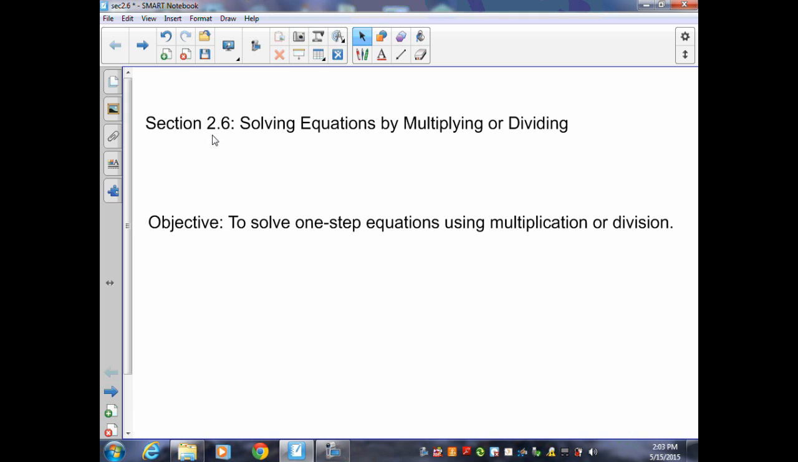Section 2.6, Solving Equations by Multiplying or Dividing.